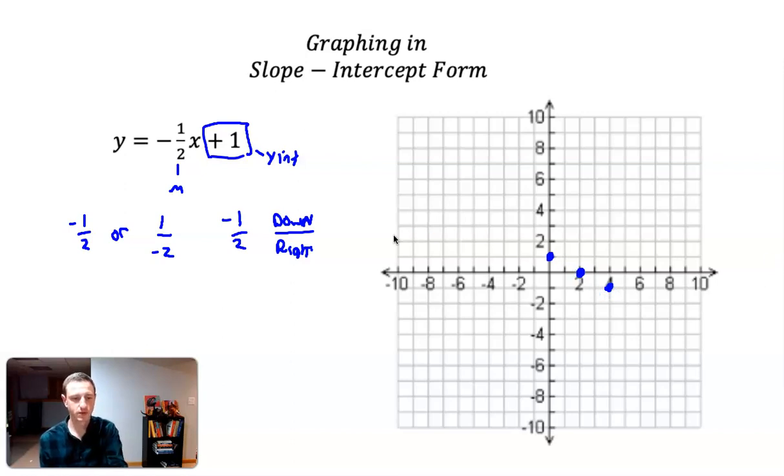Opposite. Up and to the left. Up 1 to the left 2. Up 1 to the left 2. And here's our line.